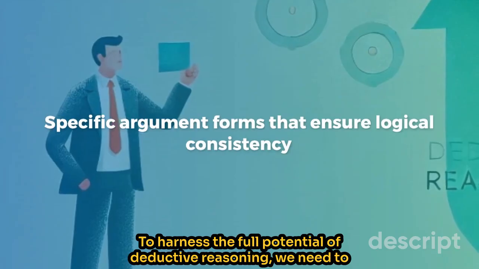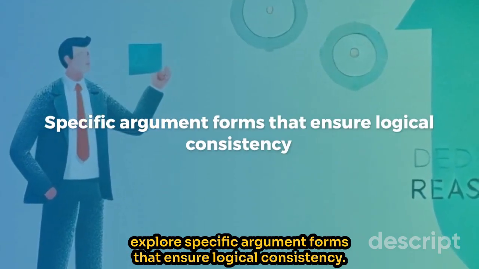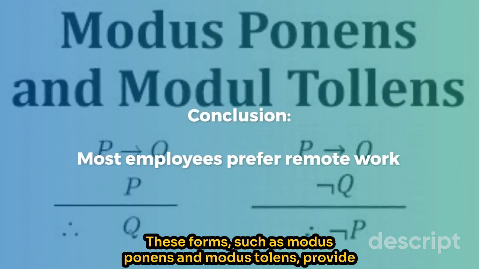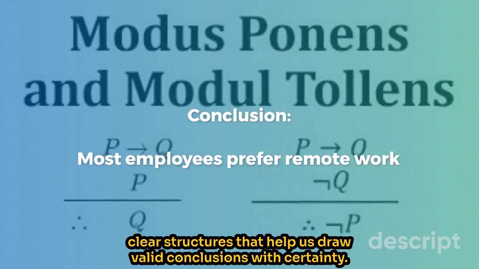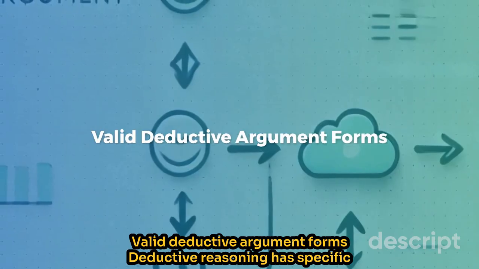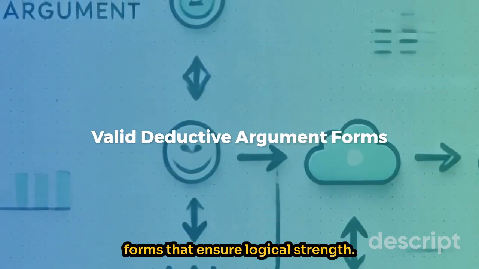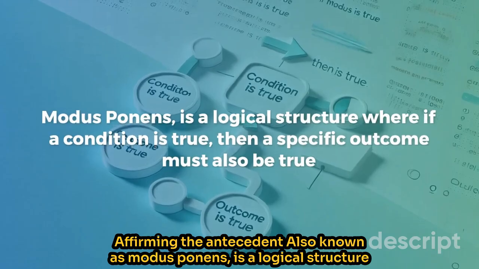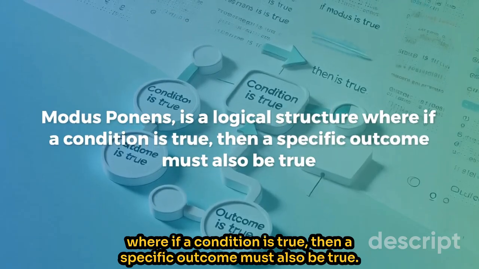To harness the full potential of deductive reasoning, we need to explore specific argument forms that ensure logical consistency. These forms, such as modus ponens and modus tollens, provide clear structures that help us draw valid conclusions with certainty. Valid deductive argument forms. Deductive reasoning has specific forms that ensure logical strength. Affirming the antecedent, also known as modus ponens, is a logical structure where if a condition is true, then a specific outcome must also be true.